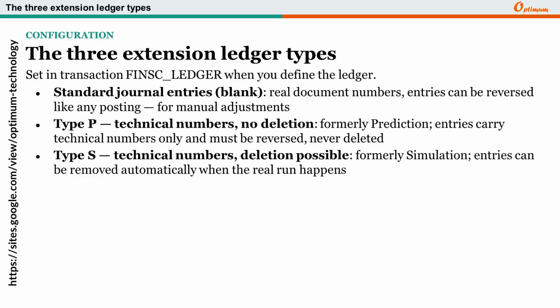When you define an extension ledger you must specify 2 things: the underlying ledger, and the extension ledger type. The type is not cosmetic. It determines whether the journal entries get real document numbers or only technical numbers, and whether those entries can be deleted. Standard type behaves like ordinary accounting and is what you use for manual adjustments. Type P is for entries the system generates that must leave an audit trail, so they can only be reversed. Type S is for entries the system is expected to throw away, which is exactly what simulation needs. Match the type to whether the data is provisional or permanent and you will get these questions right.